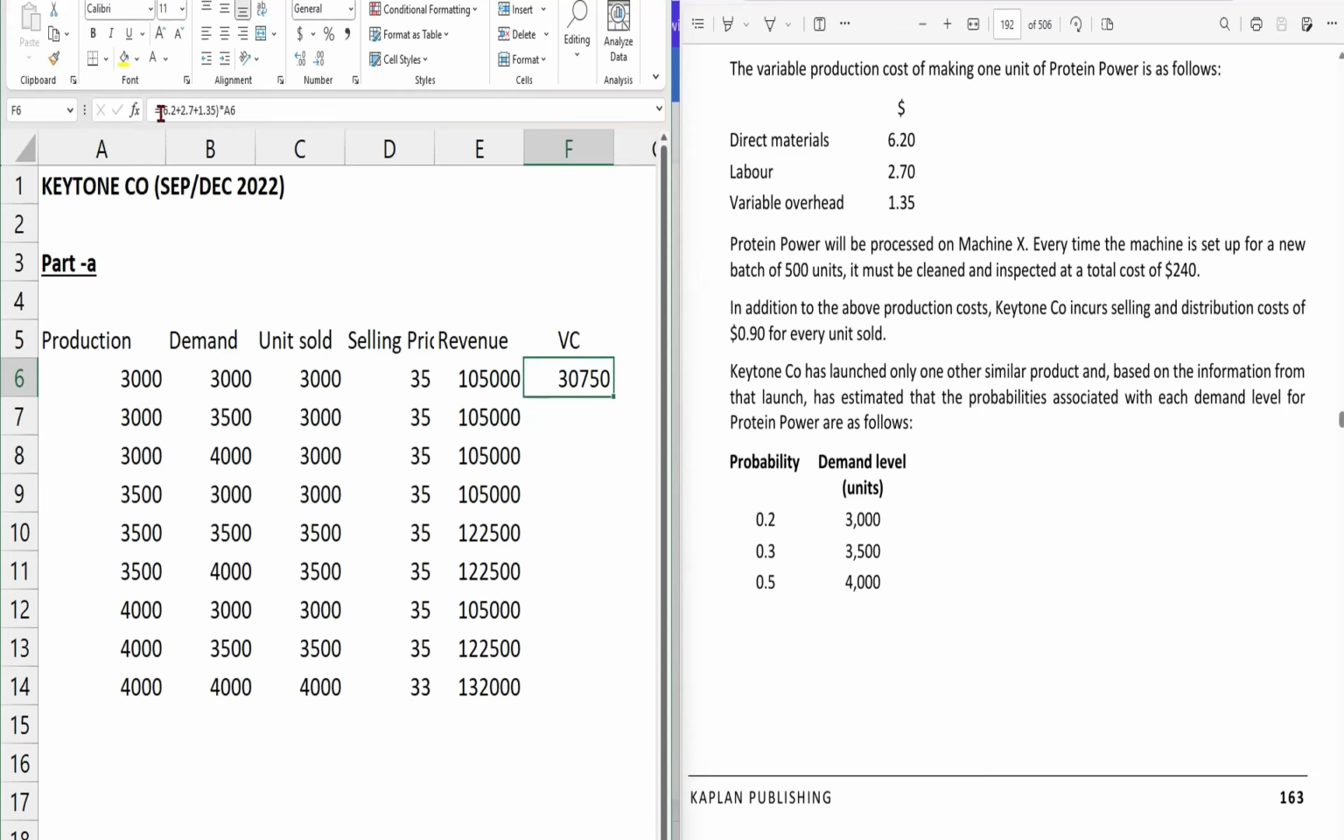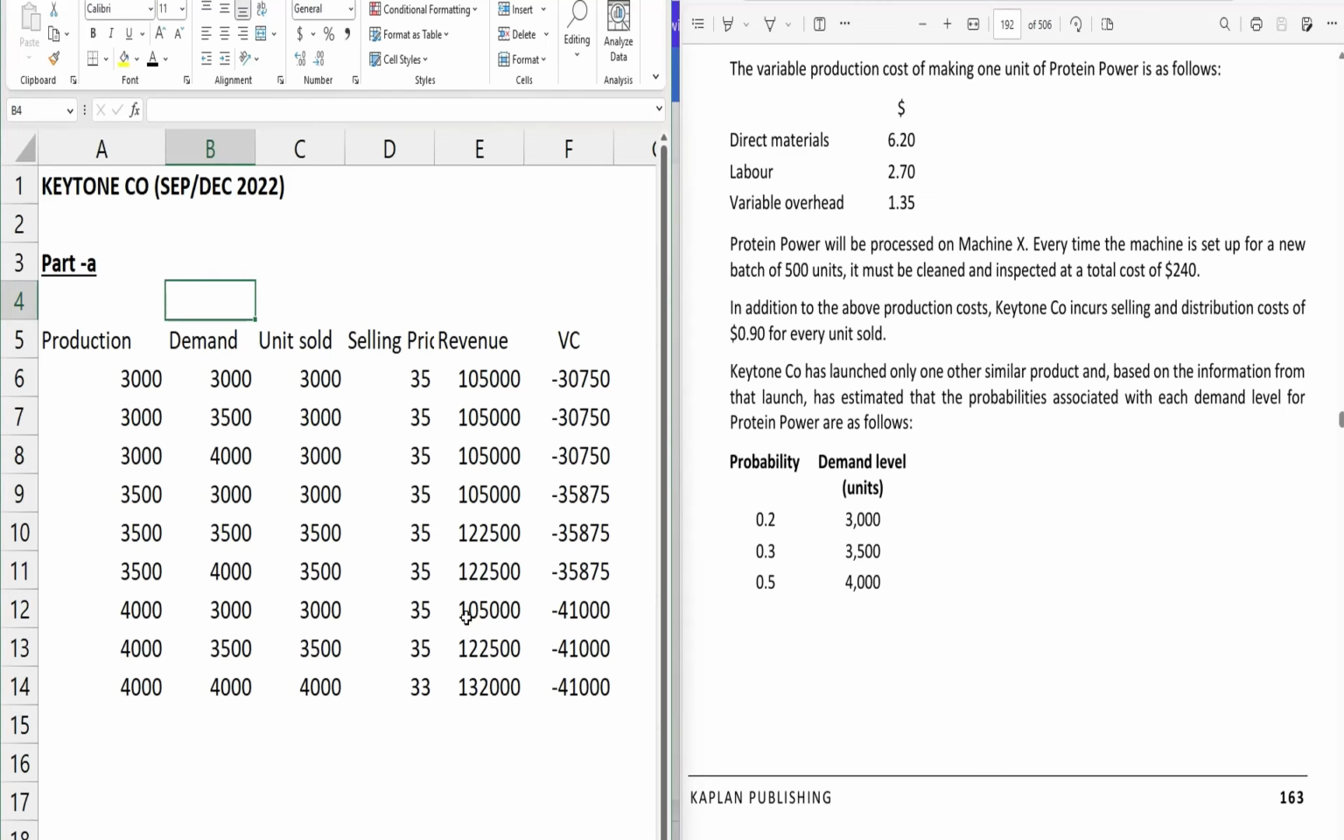As this is a cost, I will keep the negative sign here. So this is the variable cost, and I will drag and drop this formula in the rest of the boxes. So here is the variable cost. The variable cost is applicable to the production units, not the demand, and not the units we sold.